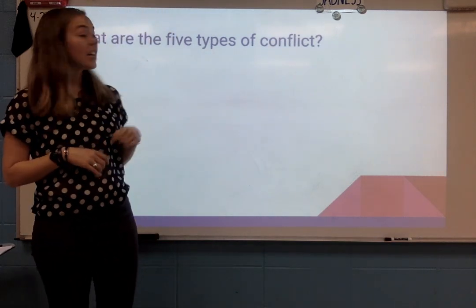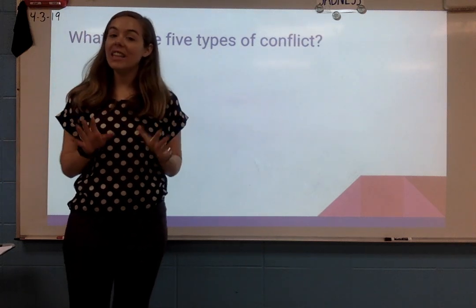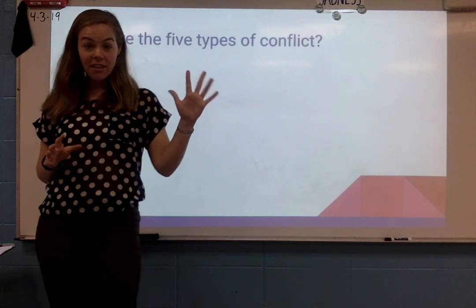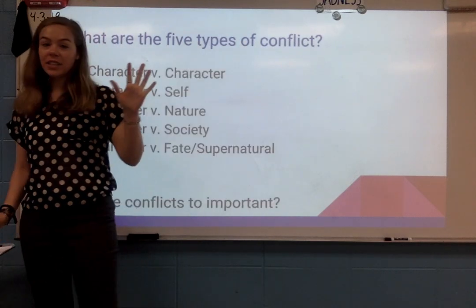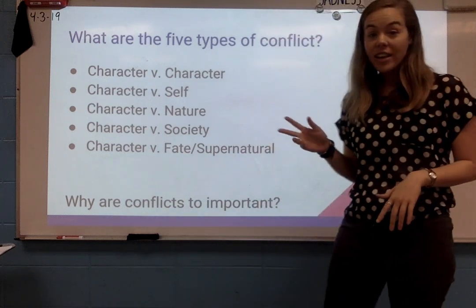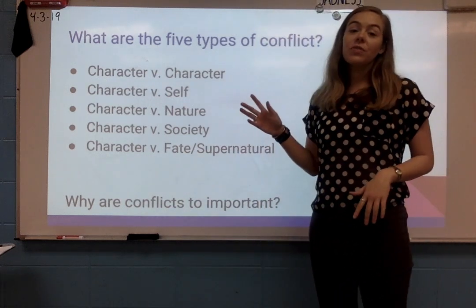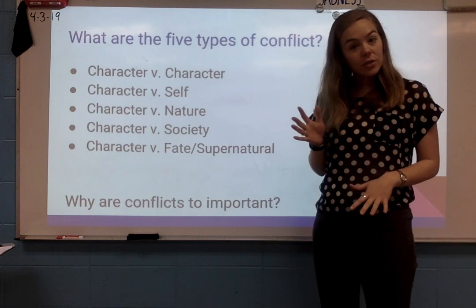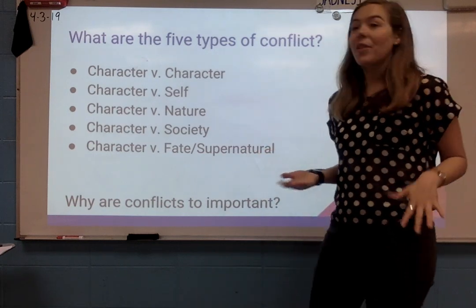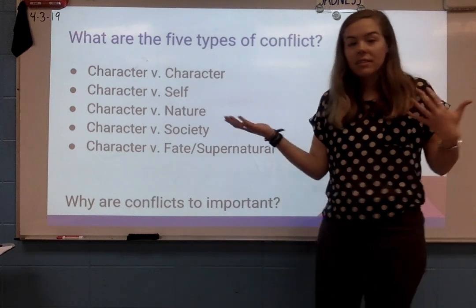The skill you're reading for today is conflict. Now, we did this way at the beginning of the year. It should be review for you. There's those 5 different kinds of conflict, remember? Character versus character, character versus self, character versus nature, character versus society, and character versus fate/the supernatural. So that could be like either your destiny or fighting off bloodthirsty unicorns, supernatural things.